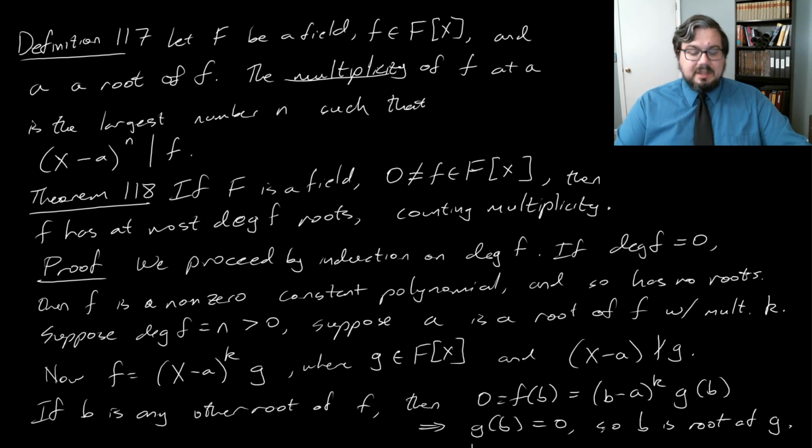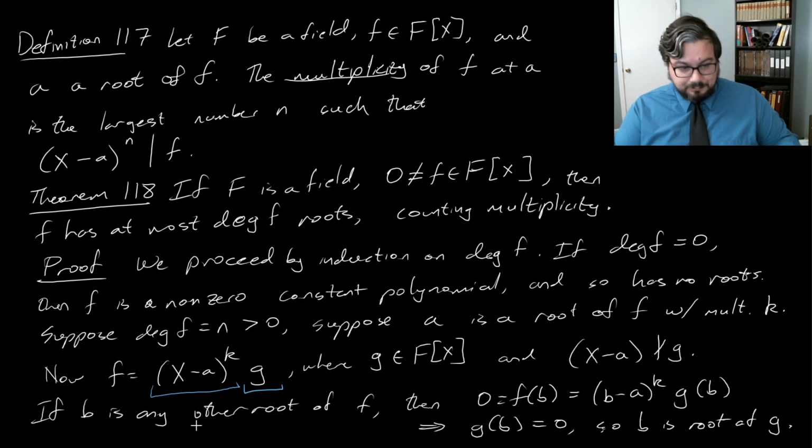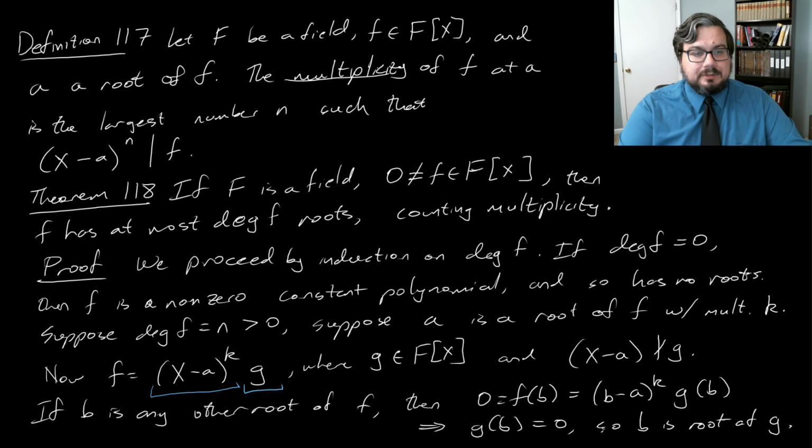So the point is that all of the roots of f either come from (x minus a) to the k or from g. And the root a appears k times, or with multiplicity k, and any other root appears in g some number of times.